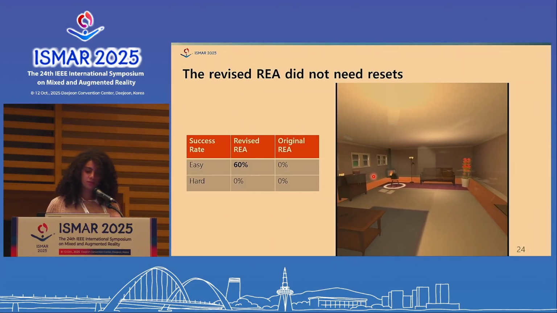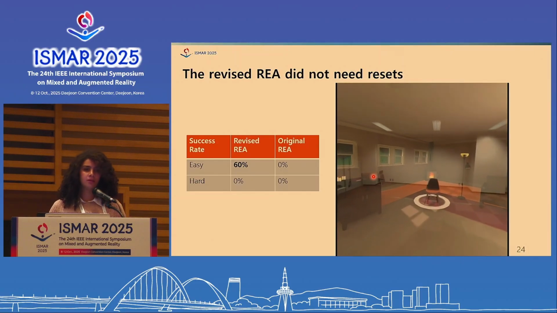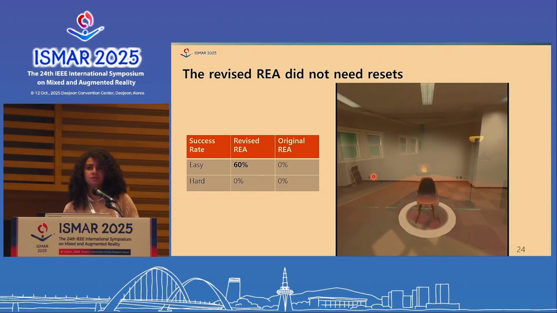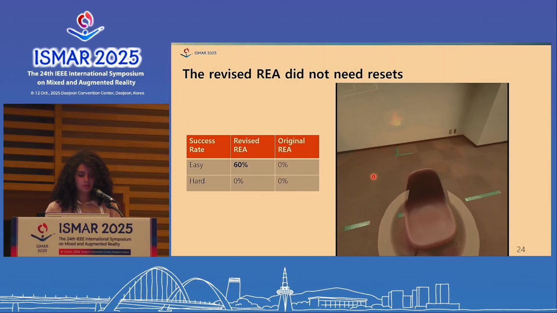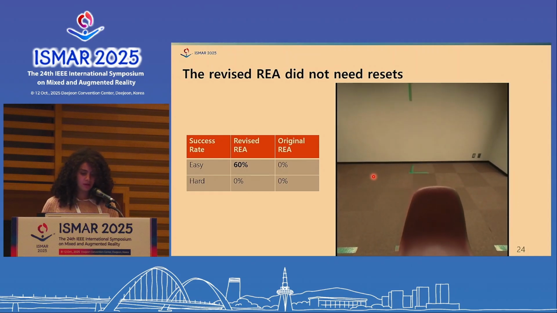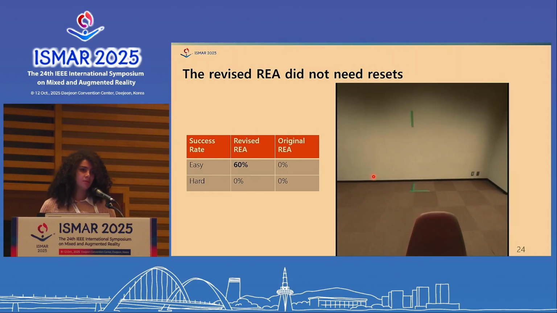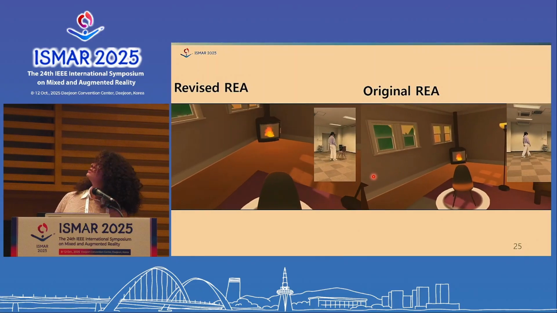Results have shown that our algorithm performs much better in the easy condition, where 60% of the time users were able to actually sit down on the chair, as opposed to the original reactive alignment. However, in the hard condition, in both cases, the angular error was not low enough for the user to be able to sit down. In comparison, this is how it looks.